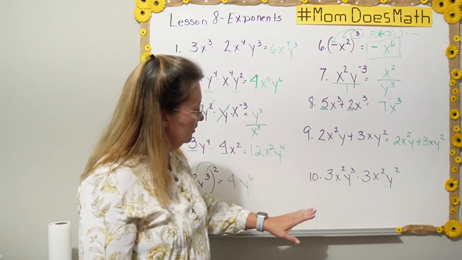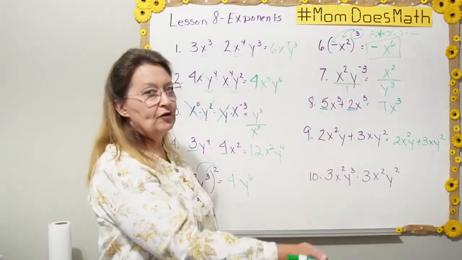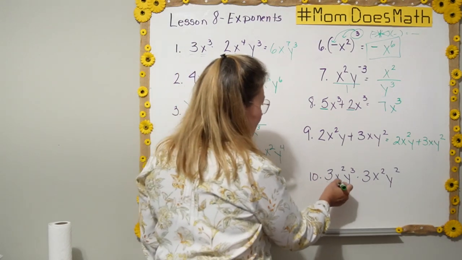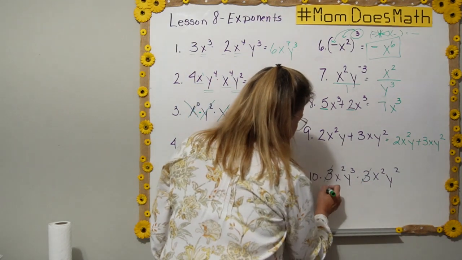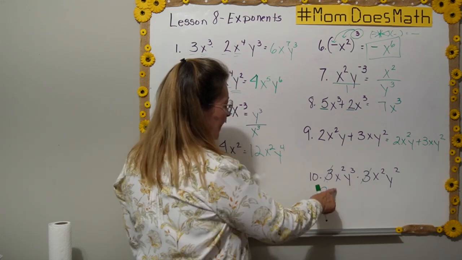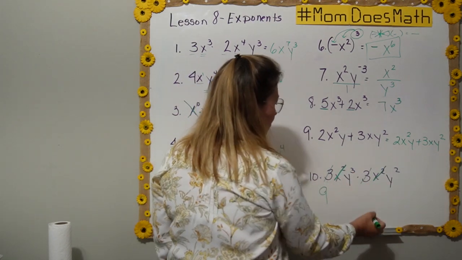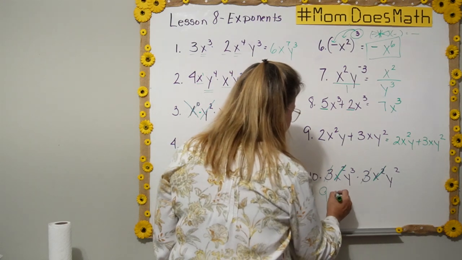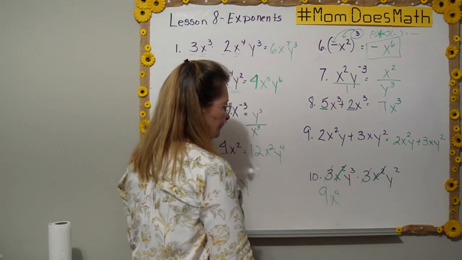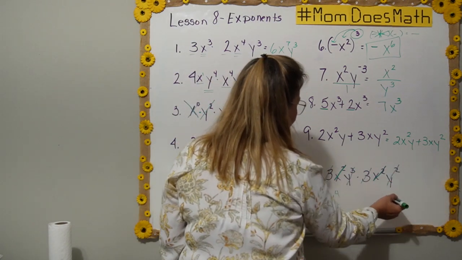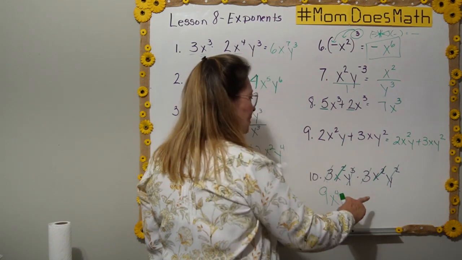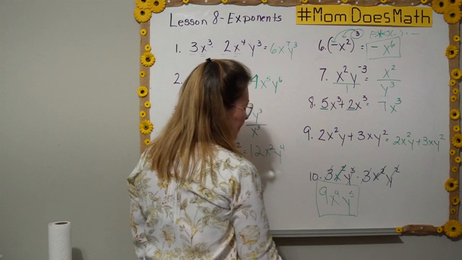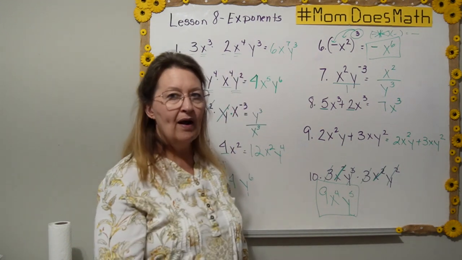All right, now here's number 10. We're going to multiply everything. So let's break it down into 2 at a time. 3 times 3 is 9. All right, x squared times x squared. When you multiply 2 bases, you add the exponents. So that's 4. Y to the third, y to the second. When you multiply 2 bases, you add the exponents. So you've got 9x to the fourth, y to the fifth.